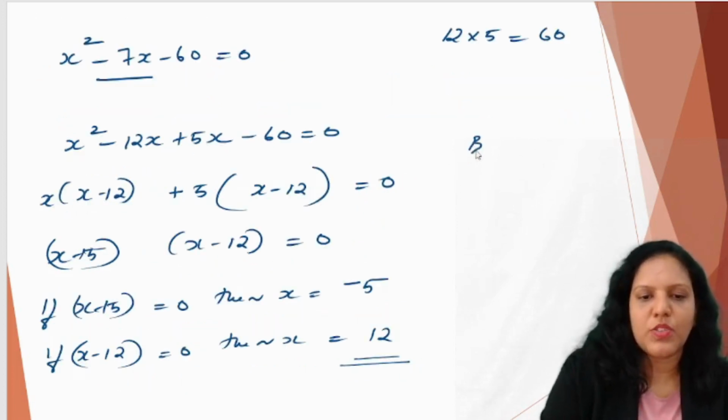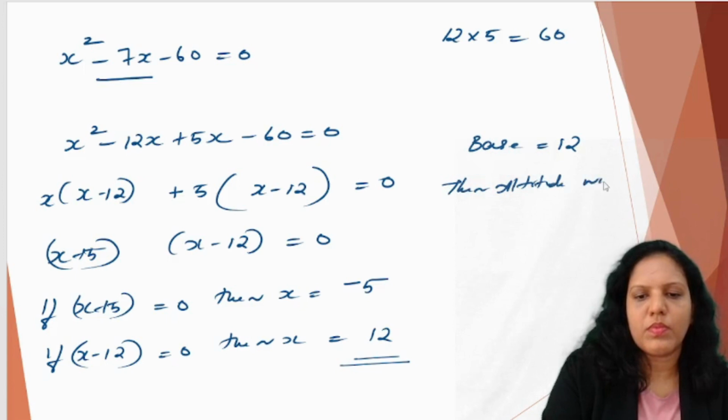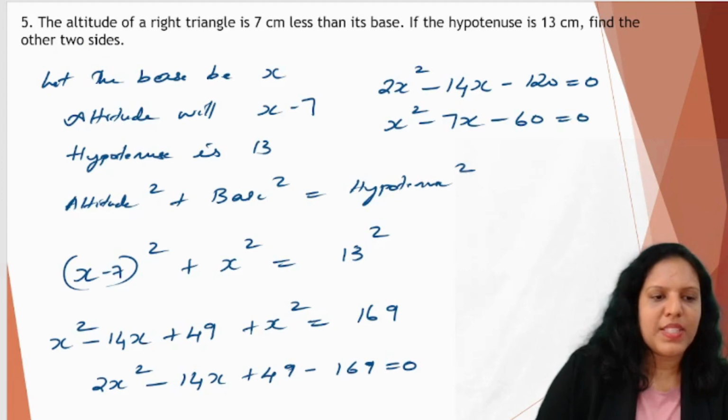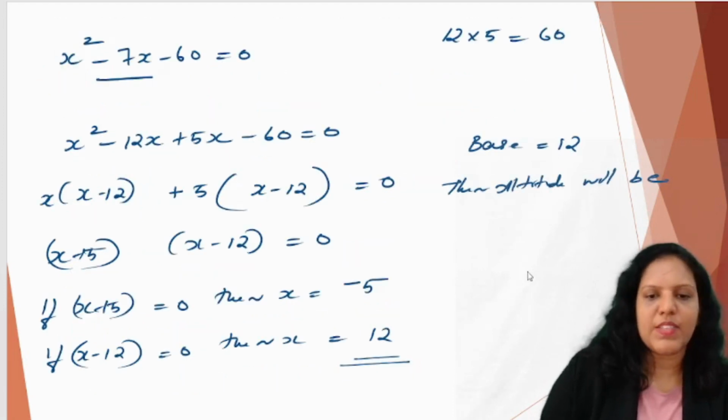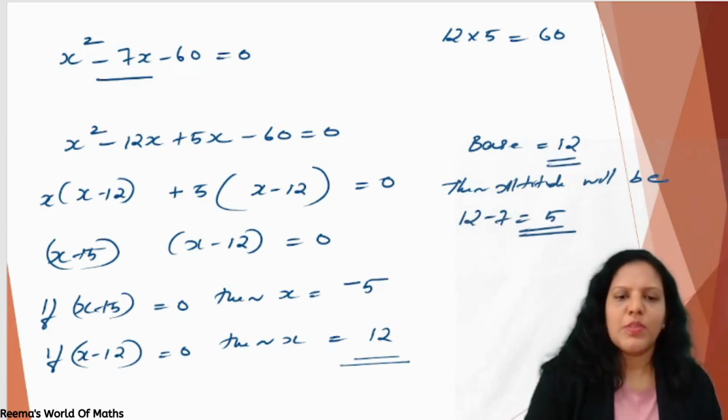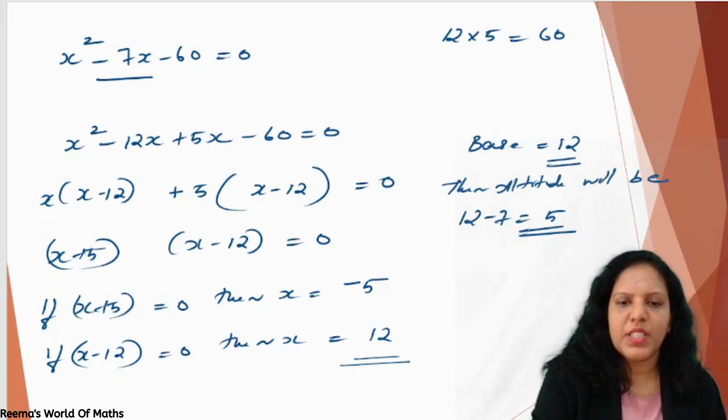So base equals 12. Then what is the altitude? Altitude is x minus 7. So that will be 12 minus 7, which is 5. So the base is 12 centimeter and the altitude is 12 minus 7, which is 5 centimeter.